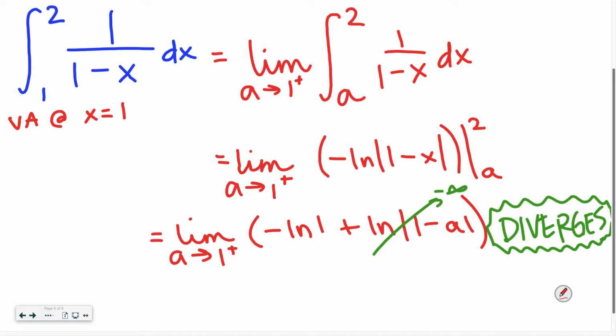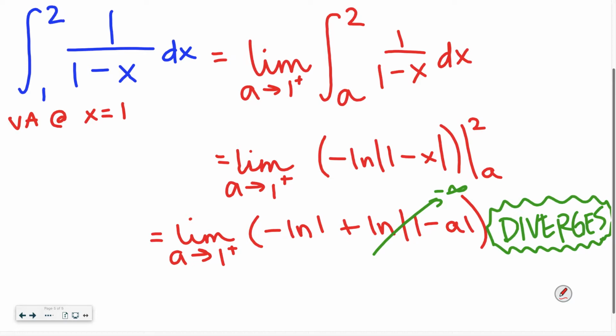It doesn't really matter if it's negative or positive infinity. We know that right here we have an asymptote at x equals 1. And so what happens at an asymptote? It's going to approach negative or positive infinity. Regardless, it diverges. How do we know we have an asymptote? Because the natural log has an asymptote. You can't do the natural log of 0.